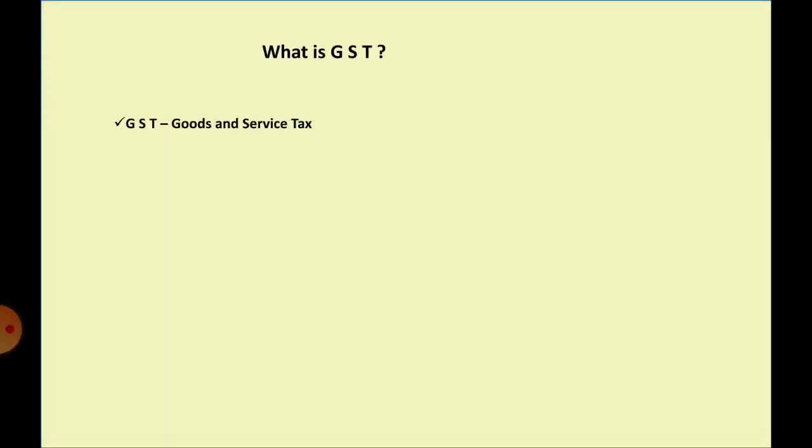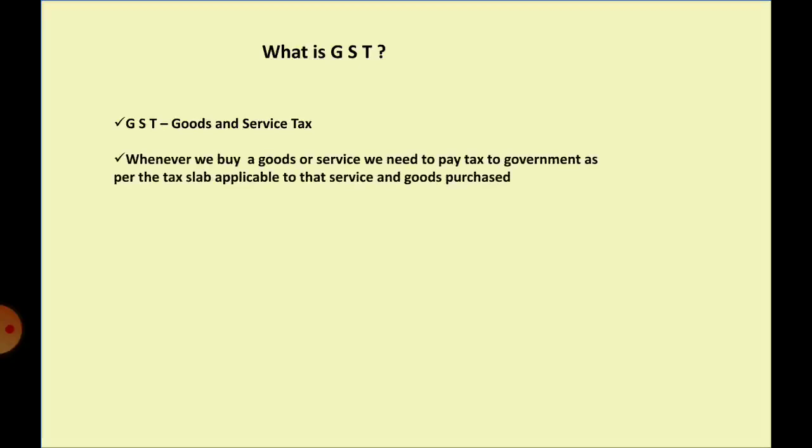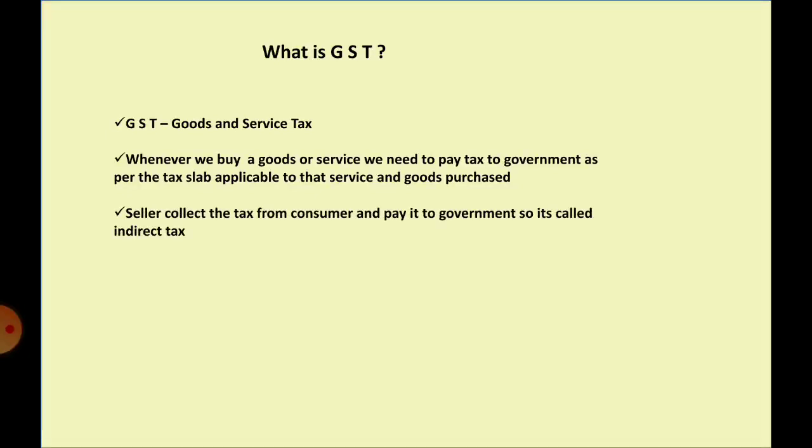GST is a goods and service tax. Whenever we purchase a goods or a service, we need to pay tax to the government as per the tax slab applicable to that product. Here, the seller who sells the product or service collects the tax from a buyer and deposits it to the government on behalf of the buyer. It is an indirect tax.